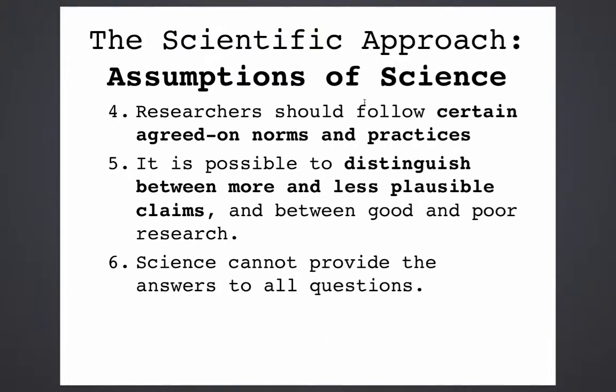Another assumption is that there are agreed upon norms and practices that are involved in using a scientific approach. So some of these include things like the way we collect empirical data. We must be willing to openly discuss our findings, and we must conduct research with integrity, honesty, and competence. We must employ systematic processes of inquiry. We must maintain neutrality and respect towards our participants.